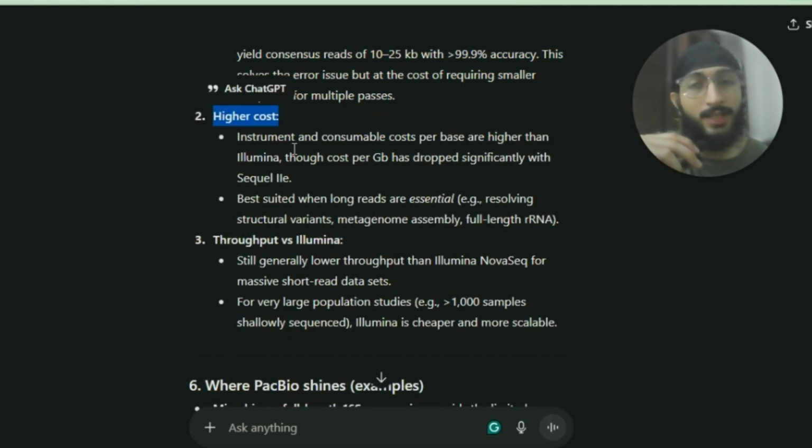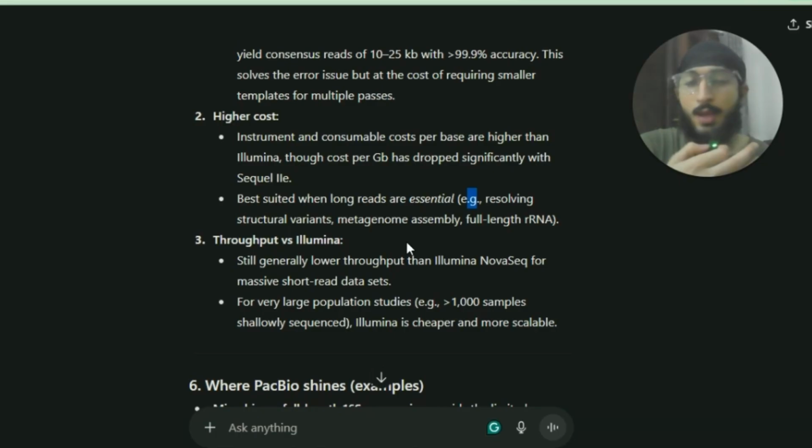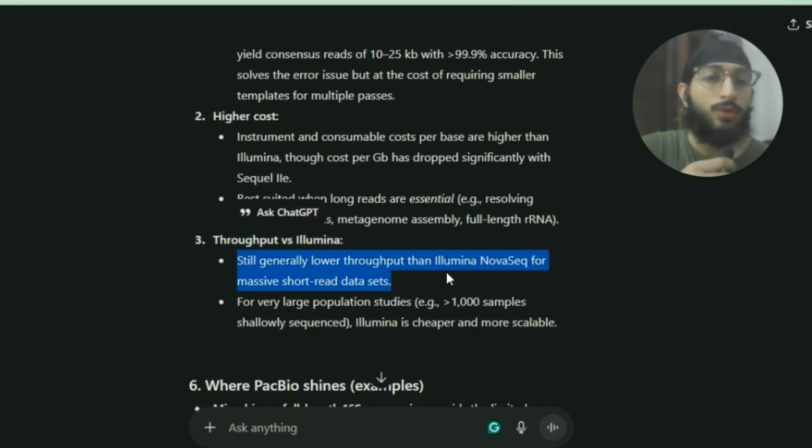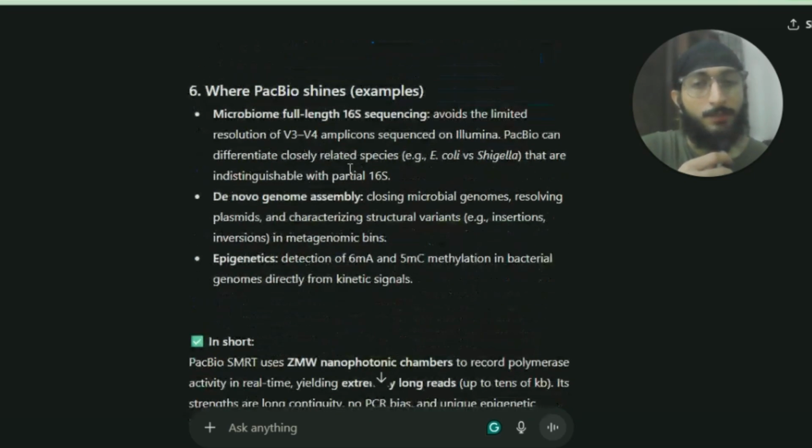Then higher cost is also there. Instrument and consumable costs per base are higher than Illumina, though cost per Gb has dropped significantly with Sequel IIe. Best suited when long reads are essential, for example, resolving structural variants, metagenome assembly, and full-length rRNA as well. Throughput versus Illumina is still generally lower than Illumina NovaSeq for massive short read datasets. For very large population studies, for example, greater than 1,000 samples sequenced shallowly, Illumina is cheaper and more scalable.